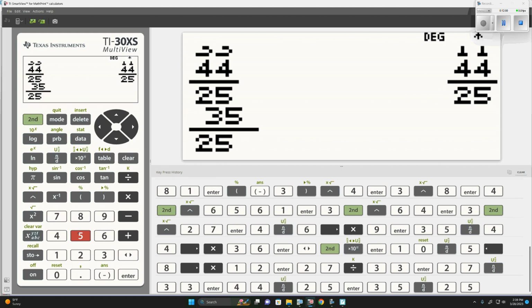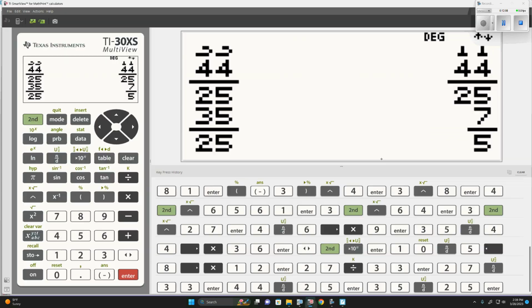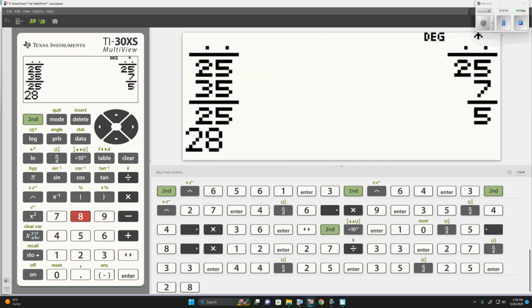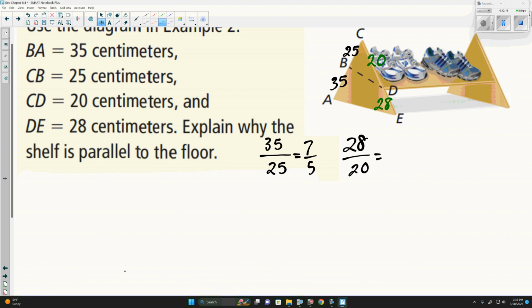35 over 25 is 7 over 5. Okay. Let's do 28 over 20. So can we say that it is parallel to the floor? Yes, because the two parts are proportional.